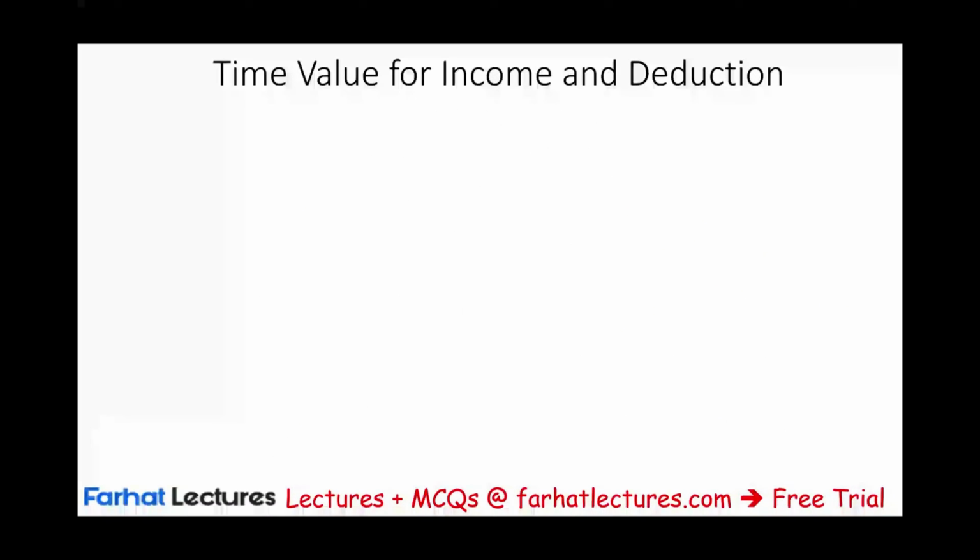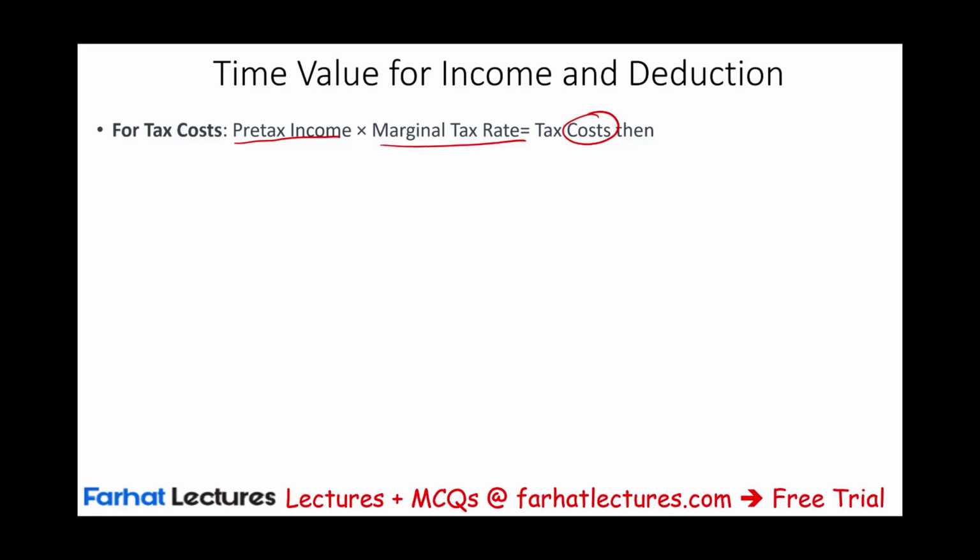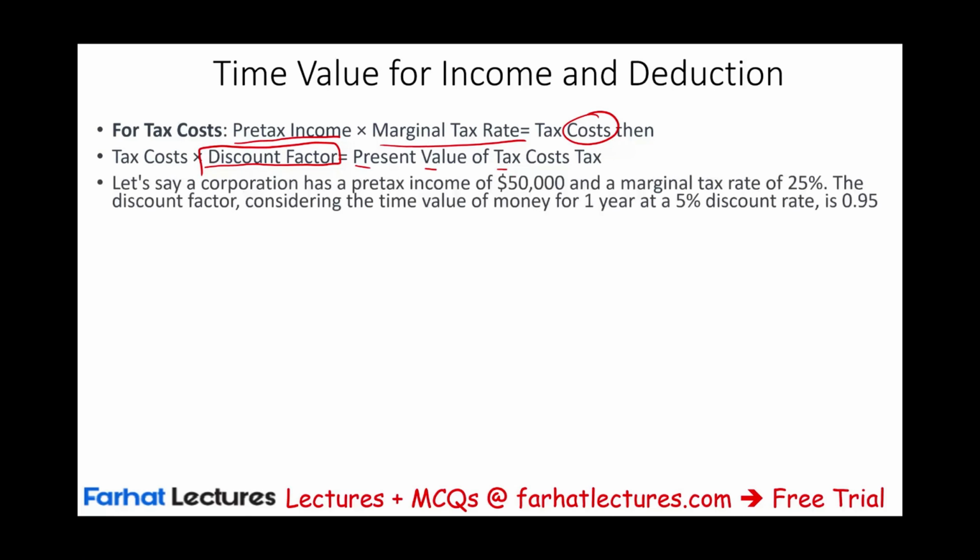Now let's apply everything that we learned about deductions and income, as well as the time value of money, to see how it works. For tax cost, what's your tax cost? You're going to take your pre-tax income, whatever that amount, times your marginal tax rate to figure out your tax cost. Then if you can defer your tax cost, we're going to multiply it by a discount factor to figure out the present value of your tax cost. Let's say a corporation has a pre-tax income of $50,000 and a marginal tax rate of 25%.